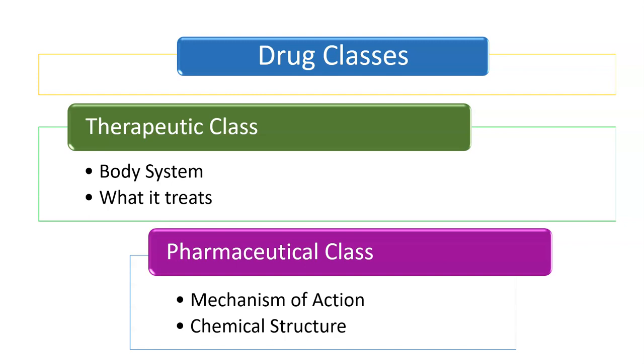So we're going to go with the body system first. So each chapter is a body system. Then within, we're going to look at the headings. What are we treating? What's the condition that we're looking at? And then what groups of drugs treat those conditions? And we'll talk about how they actually do that. So we're going to take it from the therapeutic class down into the pharmaceutical classes.